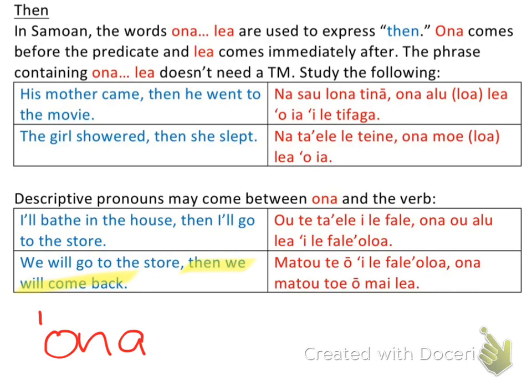Then I need to think, okay, I'm using a descriptive pronoun or an emphatic pronoun. So if it's a descriptive pronoun, then it can come between the ona leia section. If it's any other kind of doer or subject, then it needs to come after, like we did up here, okay? Okay, so that's the difference between the two. If I'm going to use a descriptive pronoun, so that would be mātou. We would use mātou because we said mātou in the beginning. If I wanted to include them, I would use tatou in this case. And then I would say the predicate, which would be come back.